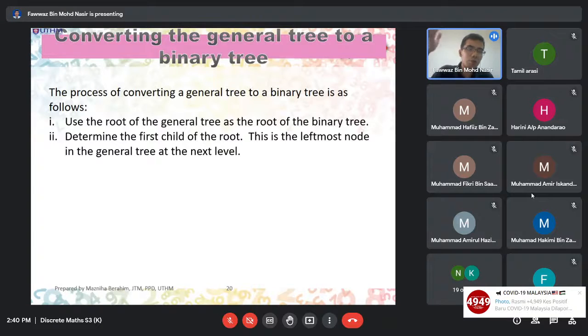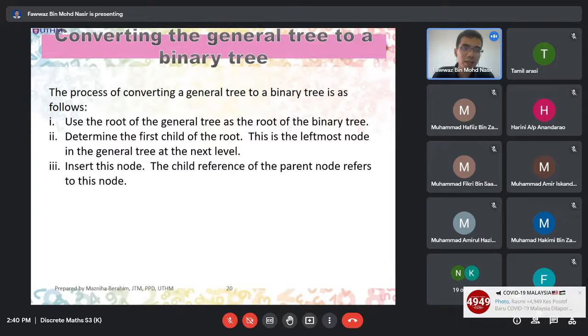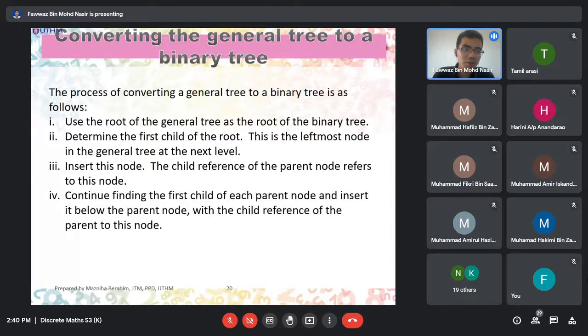Okay, jadi kita turun to the next level, kita tengok the leftmost child. Okay, the leftmost child akan jadi the first child of the binary tree. Okay, so insert this node into the binary tree. Okay, the child reference of the parent node refers to this node. Okay, then continue finding the first child of each parent node and insert it below the parent node, with the child reference of the parent to this node.